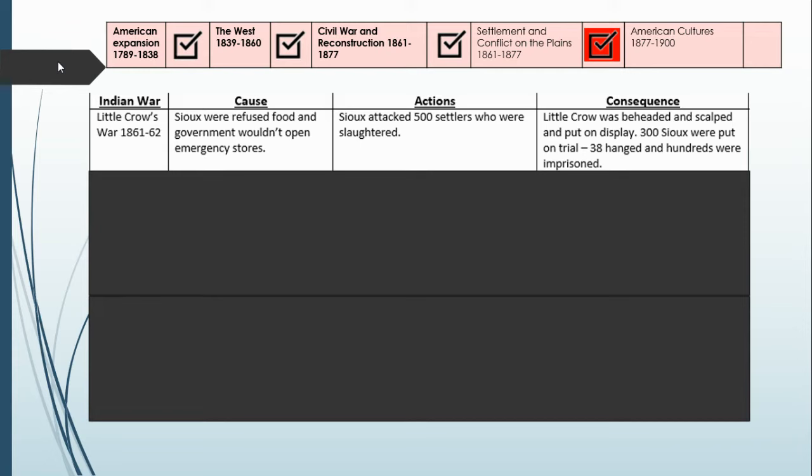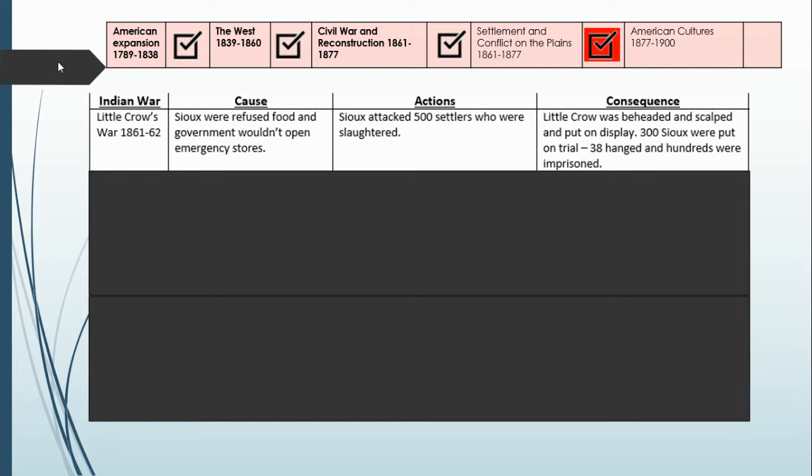If you were going to speak about trouble on the plains, you could use the Indian Wars and speak about them generally rather than just one specific war. So don't worry about knowing every single detail, but it would be good for you to know the names and the details of as many as possible. So I'll go through these with you now.